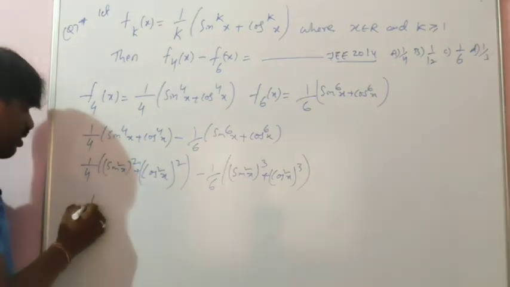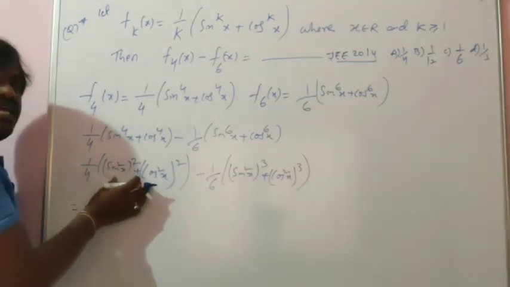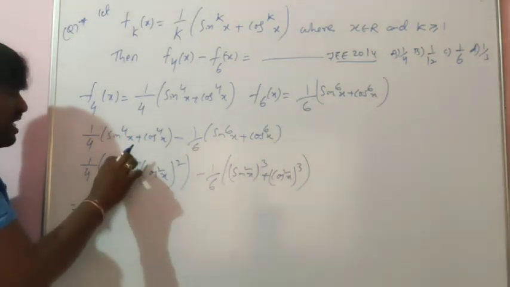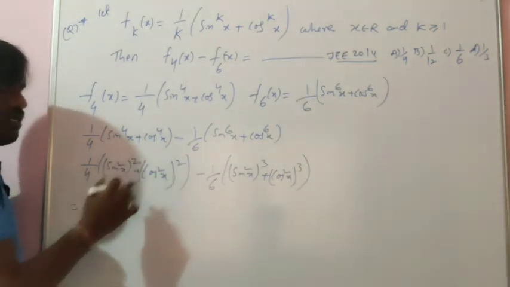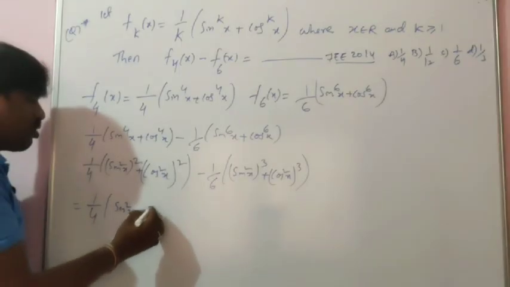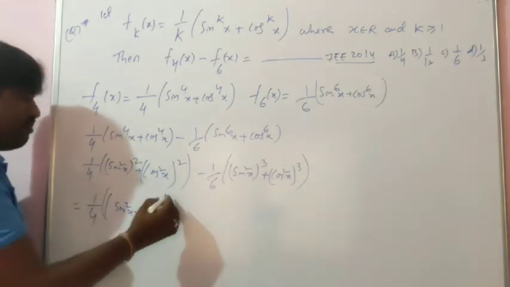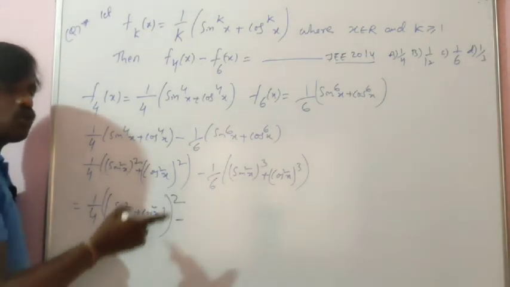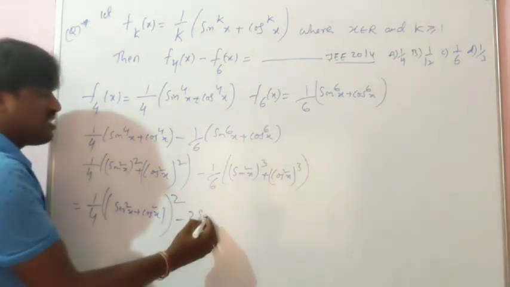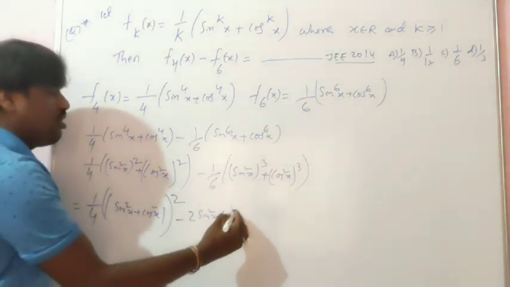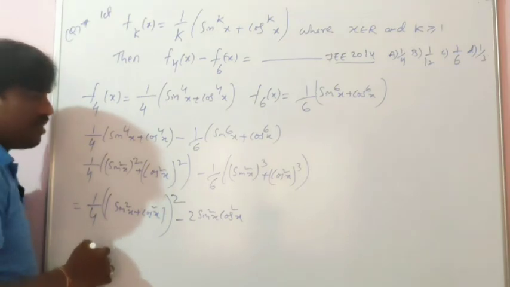So here 1 by 4, I can write as a plus b whole square. That is, a is sin square x, b is cos square x. That is a plus b, that is sin square x plus cos square x, a plus b whole square minus 2ab, that is 2 sine square x into cos square x. I can use this formula.